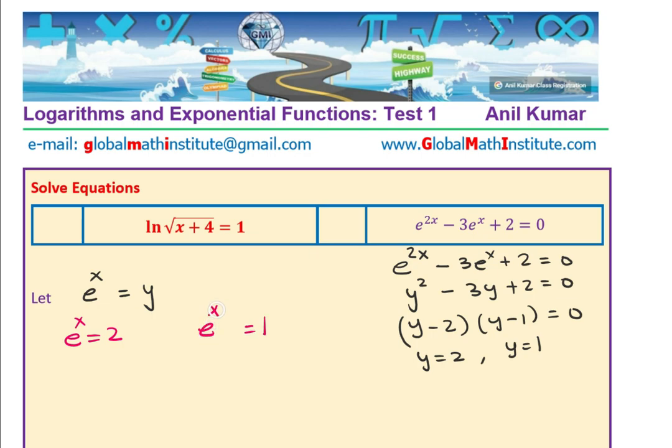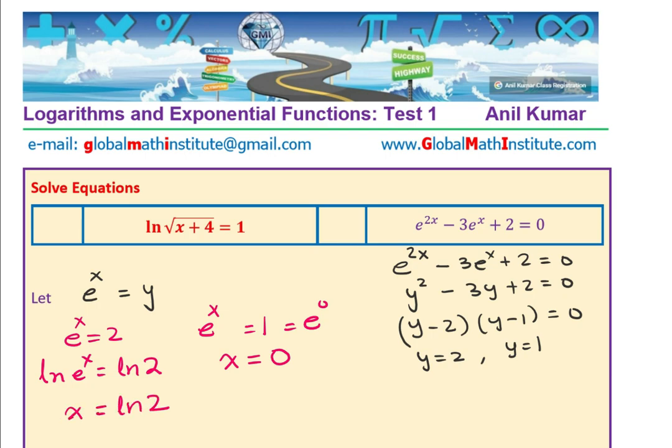Now if e to the power of x is equal to 1, that means what? Well, 1 is e to the power of 0, right? Anything to the power of 0 is 1, so we get one of the solutions as x equals 0, clear? Here, e to the power of x equals 2. How do you find the answer? Let's take natural log, right? So ln e to the power of x equals ln 2, and that gives us x equal to ln 2, right?